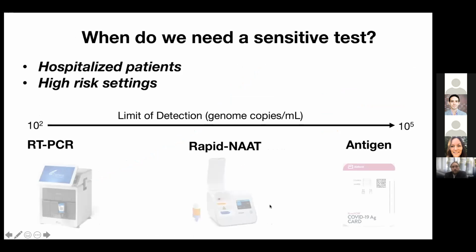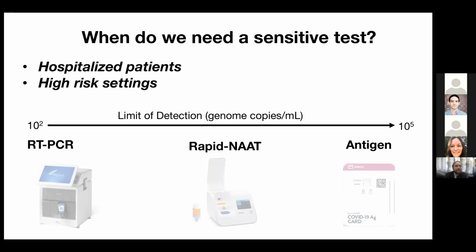So to put this all together and to summarize, when do we need a sensitive test? When do we really need to capture people in that very small window where they may be infectious but are missed on a less sensitive cheap antigen test but would be picked up on a PCR test? Well, really this is in a situation where you only get one option, one shot at testing, and the person is in a very high risk setting, like a person being admitted to the hospital.